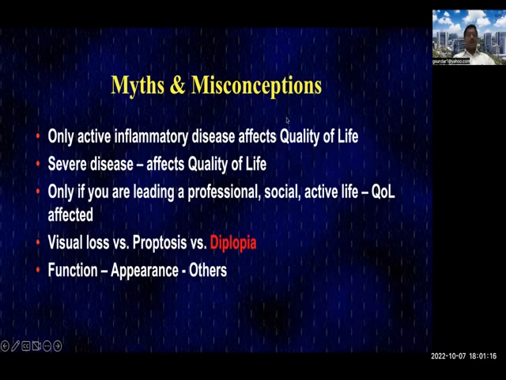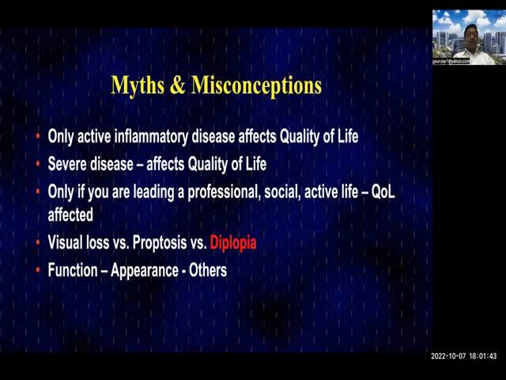There are several myths and misconceptions. It's thought that it's only the active inflammatory phase of the disease where the quality of life is affected. It is often thought that it's only severe and sight-threatening disease where the quality of life is affected. And that only if you lead an active professional, social, physical life is the quality of life affected. We used to think in the past that as long as you save the vision of these patients, you have made a big impact on their quality of life.